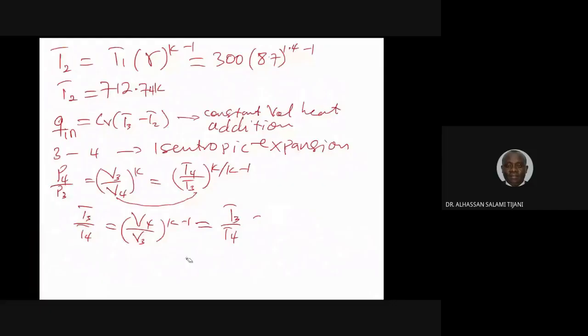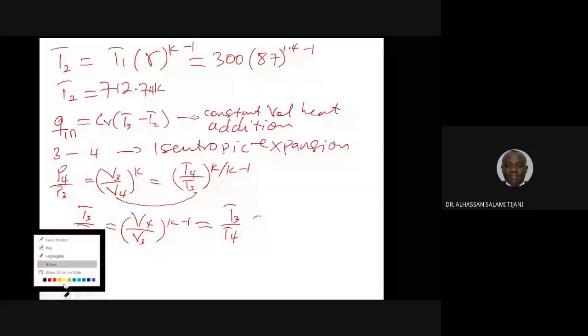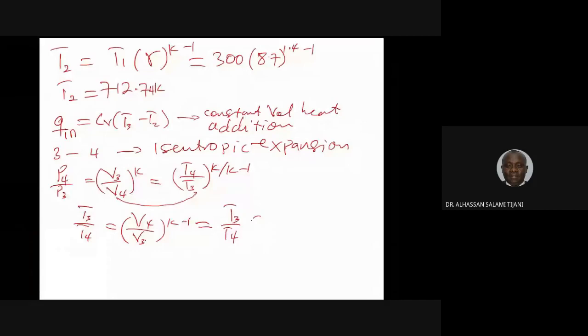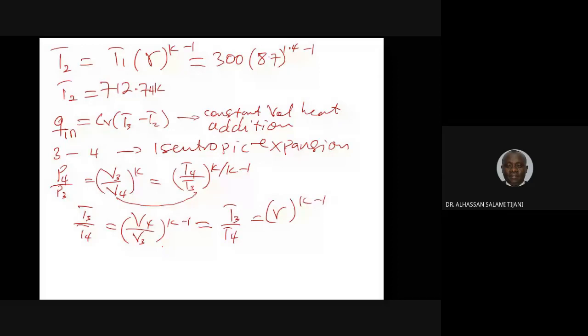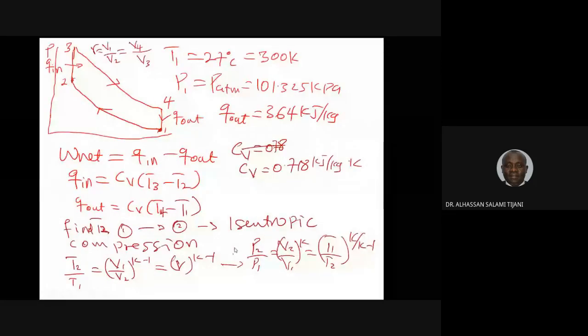So that gives me R into bracket K minus 1. Now we are interested in T4. So now we have to rearrange this equation. Let me see. Oh, sorry. We are interested in T3. That's what we are interested in. Okay.